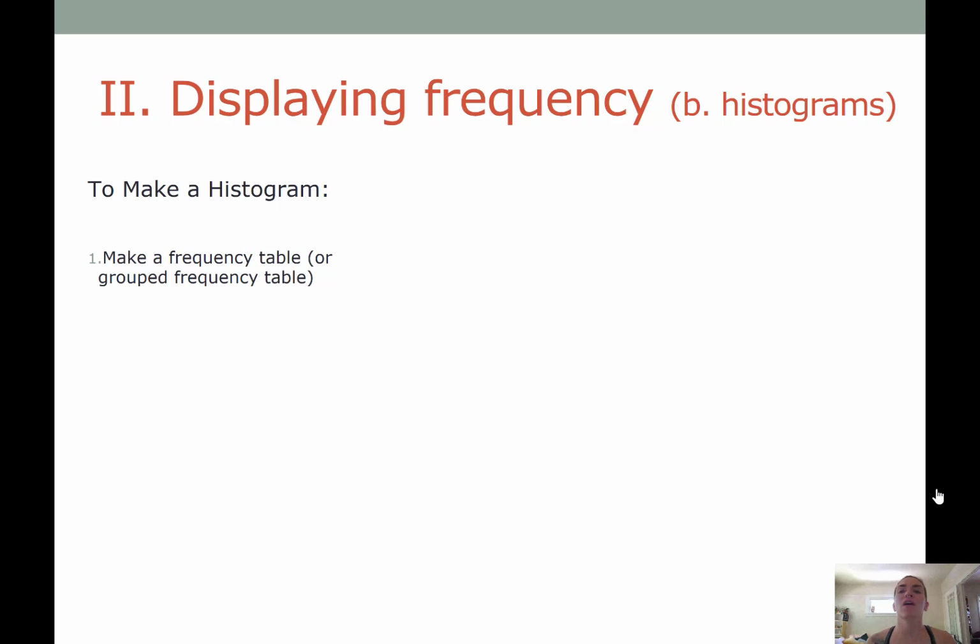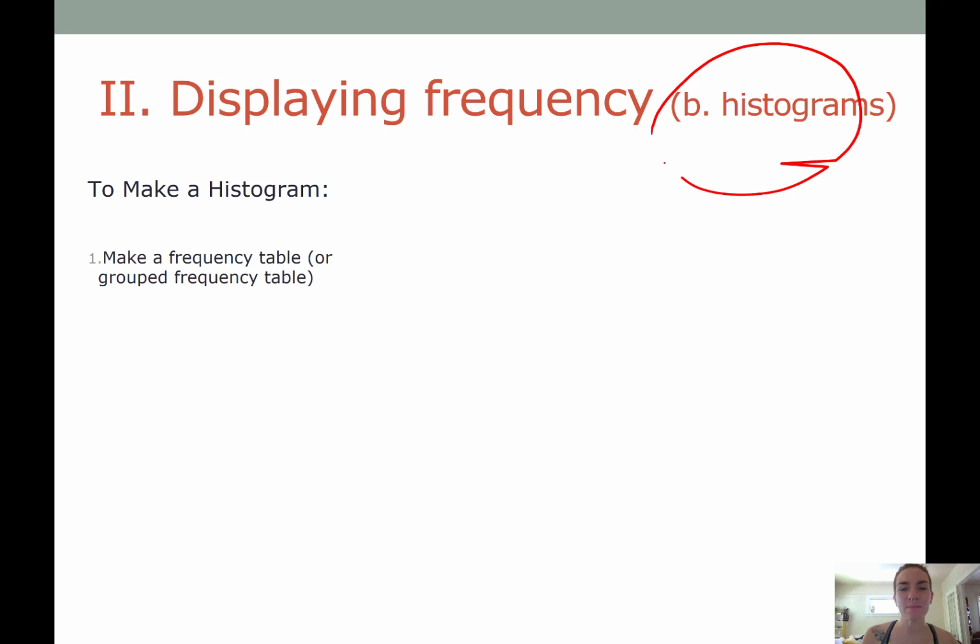Now we're moving on to histograms. So we just went over how to make a frequency table. With those frequencies, we can come up with a graphical display. And that's a little bit easier to interpret than the table of values. So a graphical display for frequencies is called a histogram. That's a graph of frequencies.